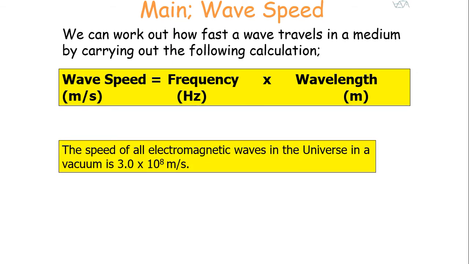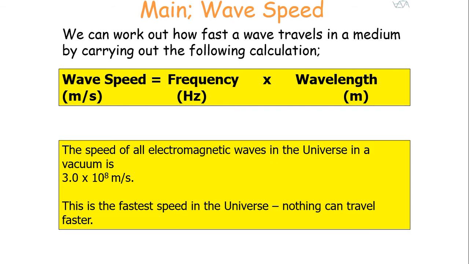Now, the speed of all electromagnetic waves in our universe in a vacuum is 3.0 times 10 to the 8 meters per second. This is the fastest speed in the universe. Nothing can travel faster than this particular speed, and also note that all electromagnetic waves travel at the same speed. So a radio wave will travel the same speed as a light wave, which will travel the same speed as an X-ray, which will travel the same speed as a microwave.